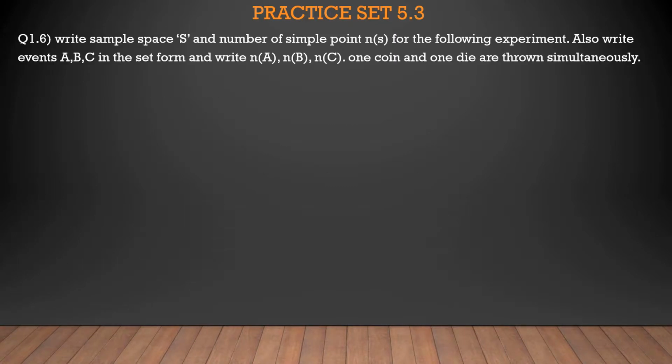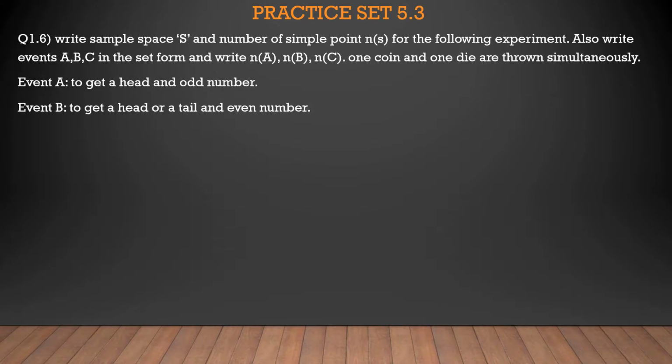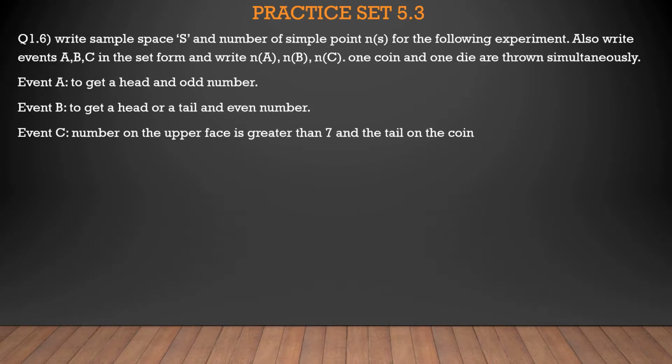Sixth sum of practice set 5.3 is: write sample space S and number of sample points n of S for the following experiment. Also write events A, B, C in the set form and write n of A, n of B, n of C when 1 coin and 1 die are thrown simultaneously. Event A is to get head and odd number. Event B is to get head or tail and even number. Event C is number on the upper face is greater than 7 and the tail on the coin.